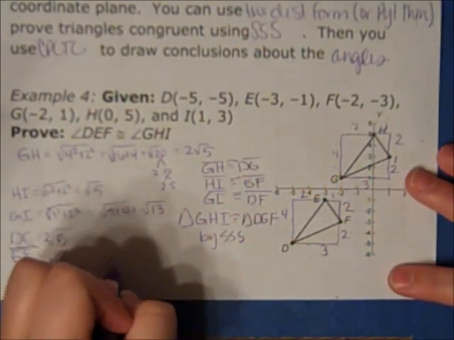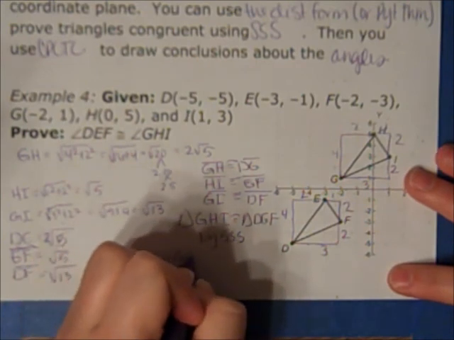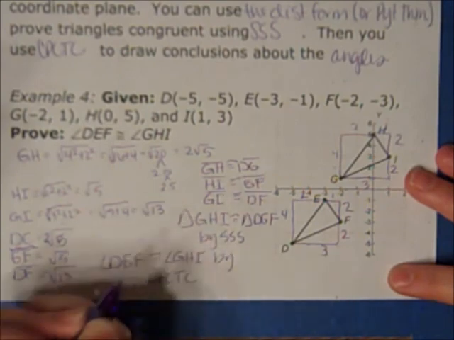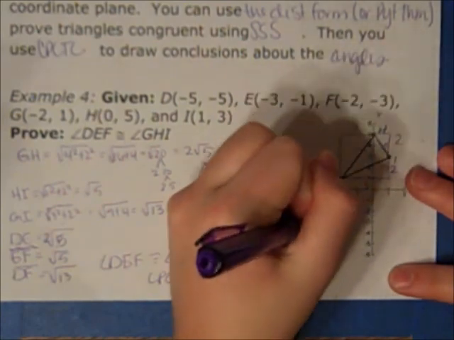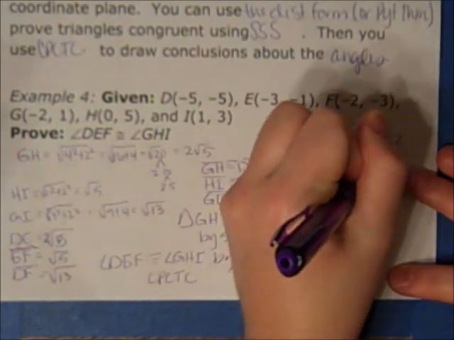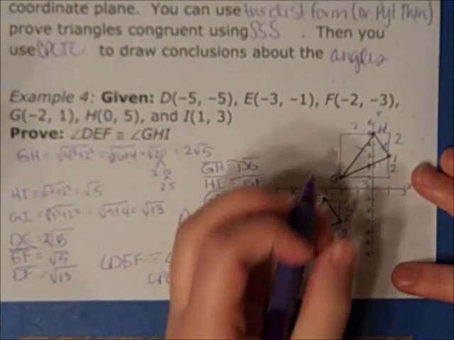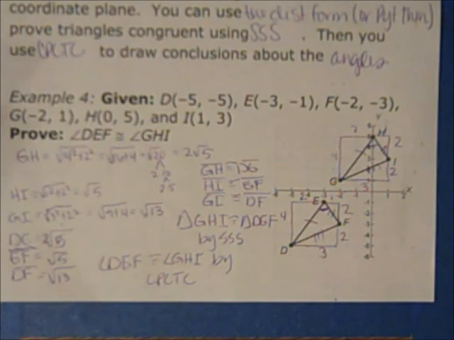So angle DEF is congruent to angle GHI by CPCTC. Because once the triangles are congruent by side, side, side, then I can use CPCTC to say, okay, that means this angle is congruent to this angle. And I didn't have to get out a protractor or any of that kind of stuff.